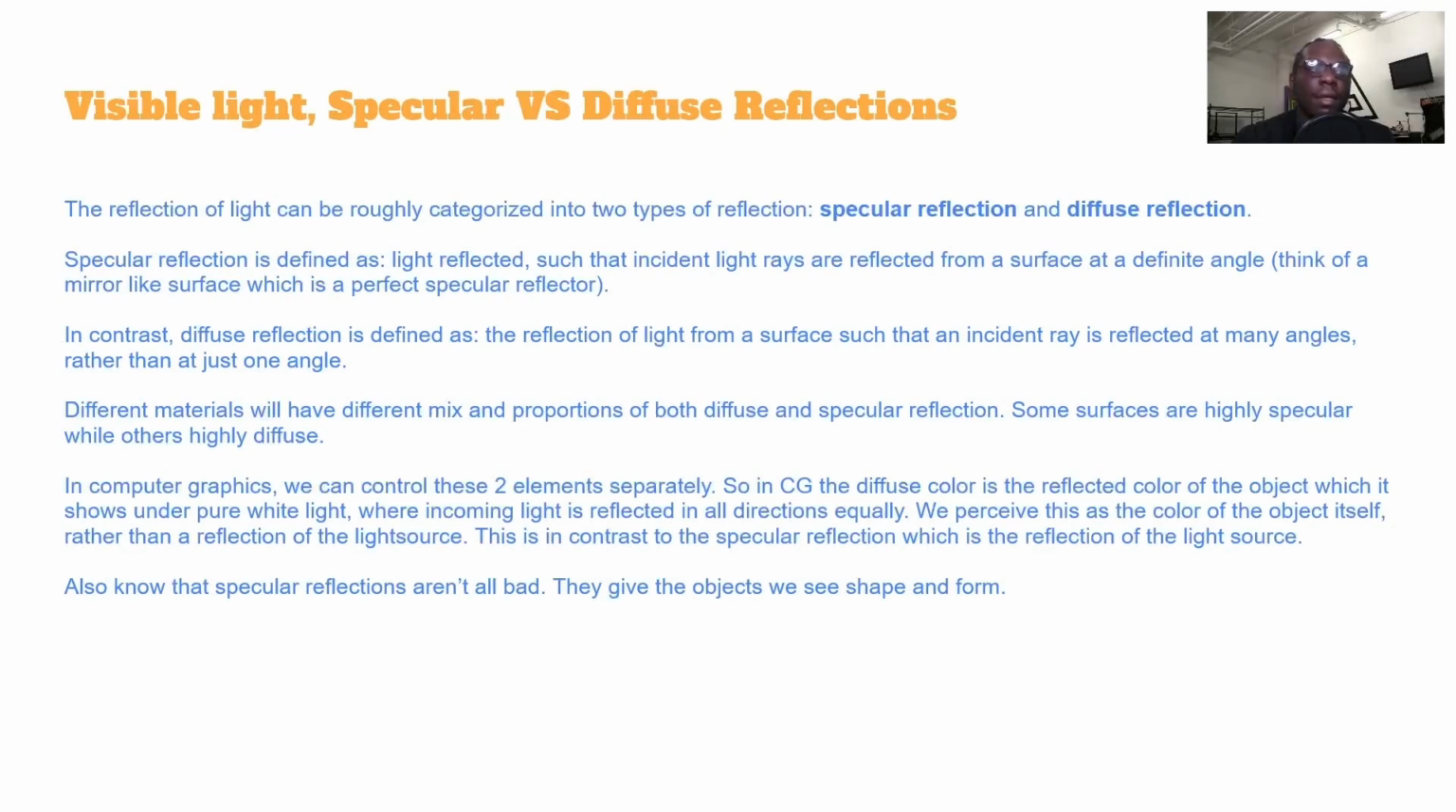In computer graphics, we can control these two elements separately. In CG, the diffuse color is the reflected color of the object, which it shows under pure white light, where incoming light is again reflected in all directions equally. We perceive this as the color of the object itself, rather than a reflection of the light source. This is in contrast to the specular reflection, which is the reflection of the light source.